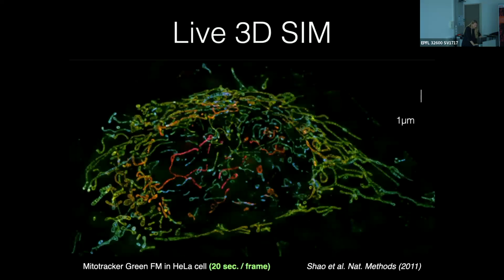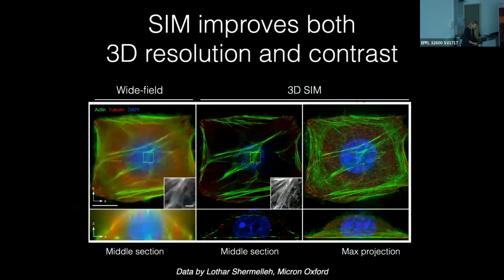I wanted to make a little note, since I'm from Mats's lab, it wouldn't be complete without a little bit of SIM. That movie is not playing. This is one of my favorite movies in microscopy. It's Lin Shao's movie of mitochondria with 3D SIM. And you can see the cristae, and it's 20 seconds per frame. That was not fast. Now things are much, oh, come on.